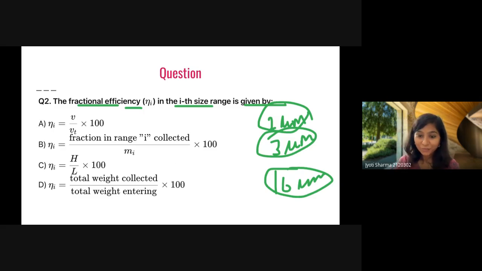Venkateshwara gave me B with confidence. Then yes, B is the right answer. So let's say we are talking about a 2 micrometer sized particle, then how much of this has been collected? What is the weight of that particular sized particulate matter, and what was the total weight of that particular particulate matter that entered into the collector? So for each size we will have the collected weight and the total entering weight. This ratio is known as the fractional efficiency.